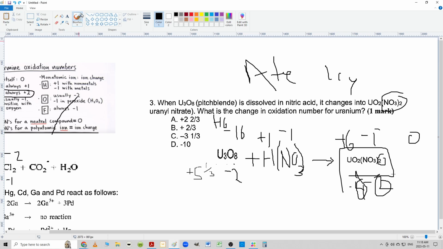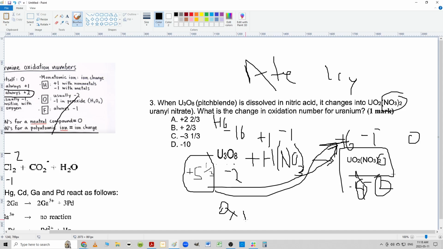That means my charge of uranium went from plus 5 and a third to plus 6. Did the charge go up or down? If it went down, reduced, then it would have been a reduction. But it went up, didn't it? So that means it's got oxidized. If it got oxidized, that means oil, it lost electrons.